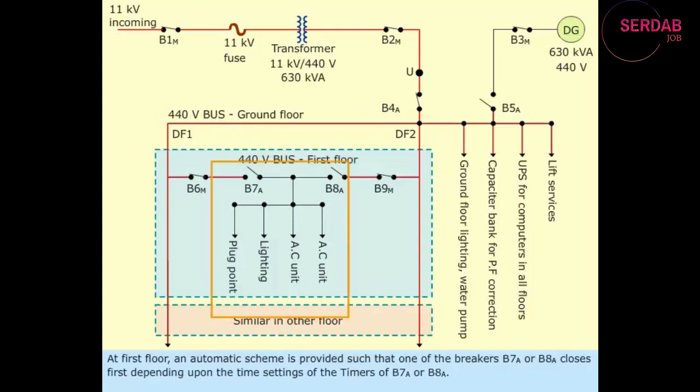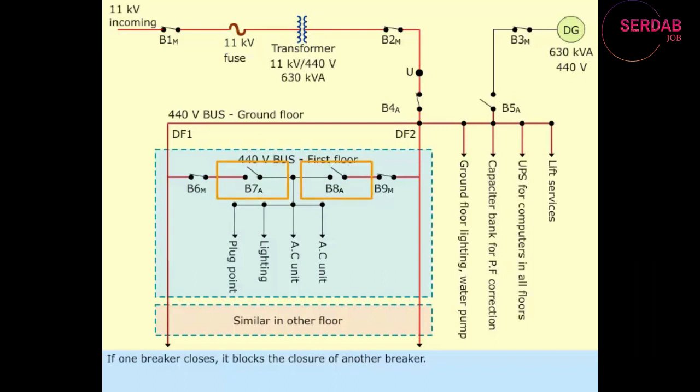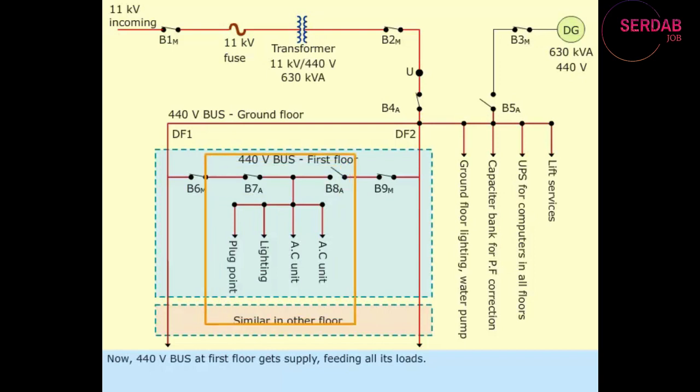At first floor, an automatic scheme is provided such that one of the breakers, B7 sub A or B8 sub A, closes first depending upon the time settings of the timers of B7 sub A or B8 sub A. If one breaker closes, it blocks the closure of another breaker. Assume that breaker B7A closes. Now, 440-volt bus at first floor gets supply, feeding all its loads.